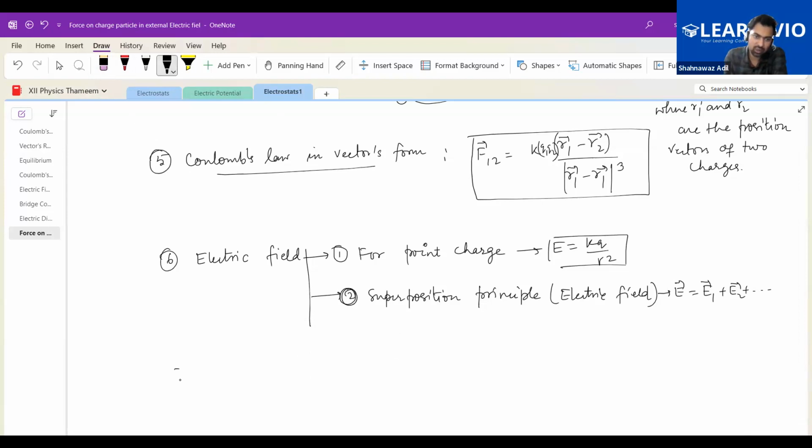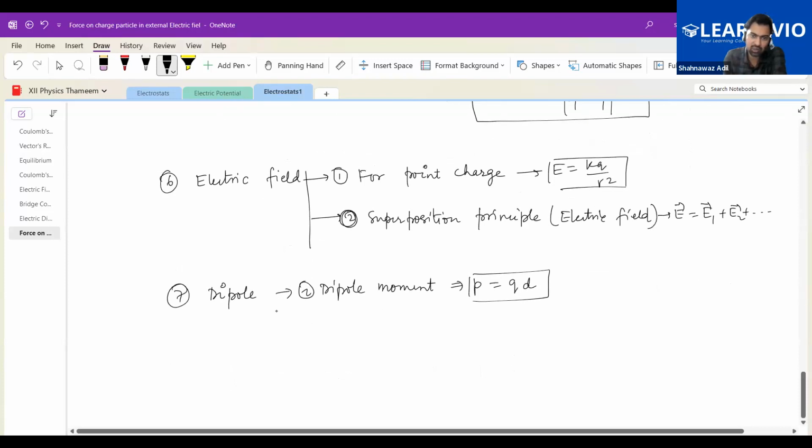So we have talked about dipole. What was the dipole moment? First we talked about dipole moment, and this was charge into the separation. So this was dipole moment, and then we talked about the electric field of the dipole.